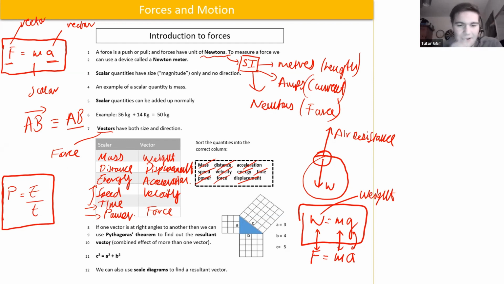Another thing worth noting is how we resolve vectors. If one vector is at right angles to another, then we can use Pythagoras' theorem to work out the resultant vector. If I have a vector A and a vector B, I can work out the net result by resolving these two. Because they are at right angles, I can just join the two like that, and that's Pythagoras' theorem, isn't it? We know that a squared plus b squared is c squared. So to work out the magnitude of the resultant vector, we can just take the square root of both sides.